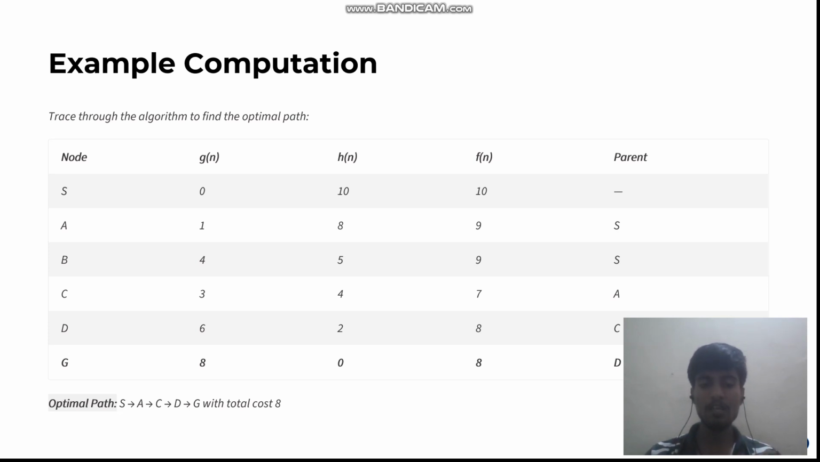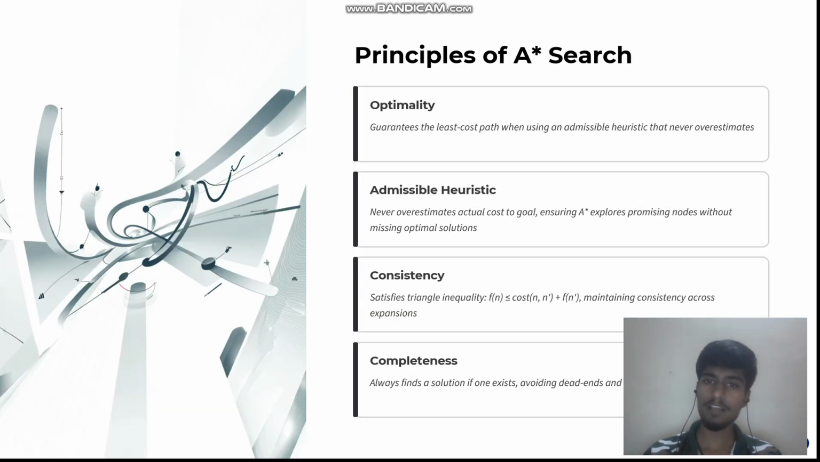So C to D, D to G are both the same. So our optimal path is S to A to C to D to G, with a total cost of 8. Next slide is the principles of A-star search.